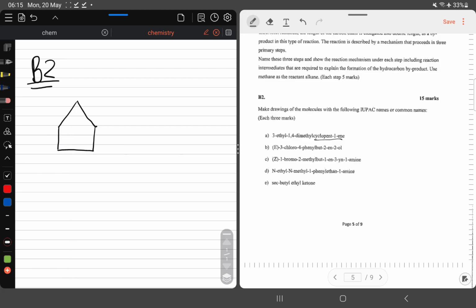Okay, this is going to be your cyclopentane, but now we want to make it cyclopentene, and we see that the double bond is on position 1, so we can have it like this. This is our cyclopentene, okay, and we can have our position 1 being here. Then now what do we have? We have a 4 dimethyl. So this is 1, this is 2, this is 3, here 4. We're going to have a 4 dimethyl.